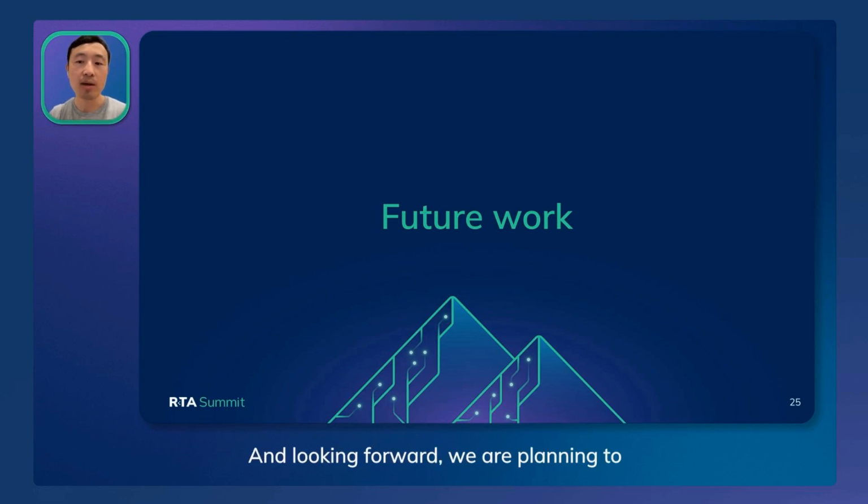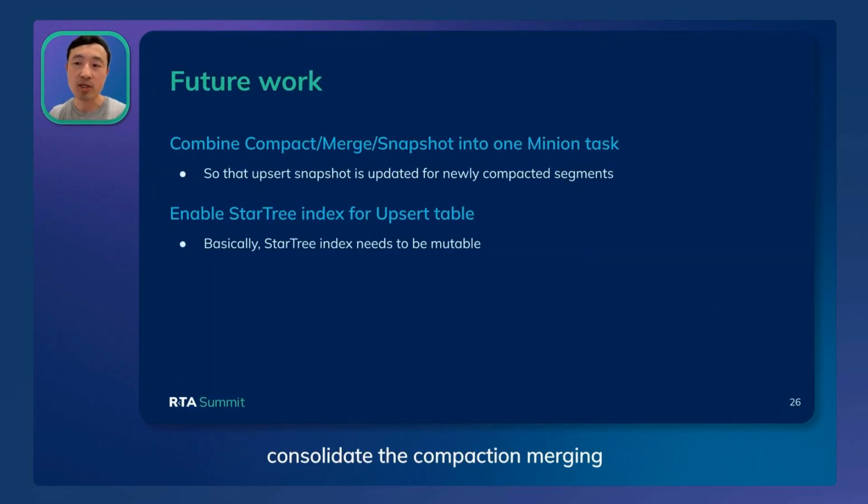Looking forward, we are planning to consolidate the compaction, merging, and snapshot creation minion tasks into a single one, so it can simplify the operation a lot and also improve correctness, reducing the chance of race conditions when running multiple tasks for a single table.